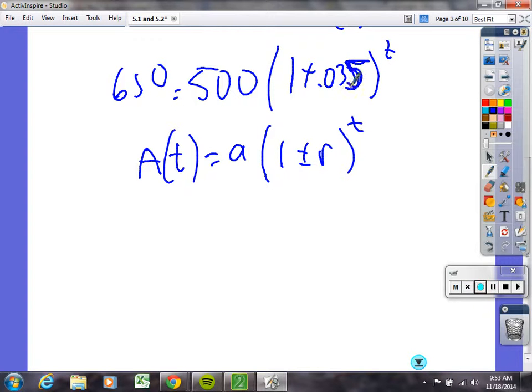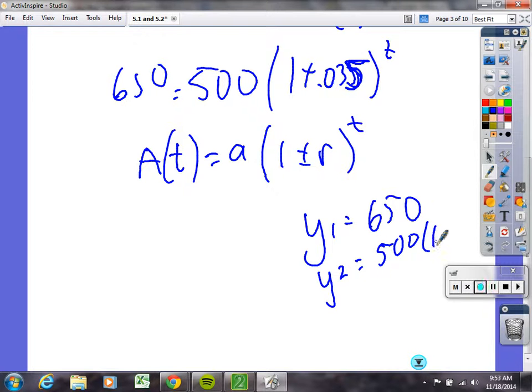So what we're going to do is everybody go to your y equals. y1 equals 650. Whenever you have equal signs, just let this side be y1 and let this side be y2. So y2 equals 500 parenthesis 1.035 caret to the x, or the t, it doesn't matter.